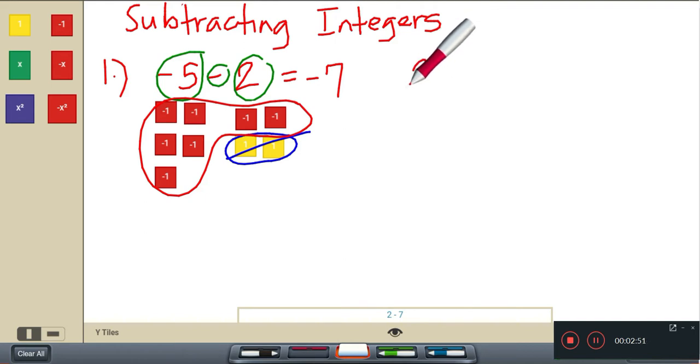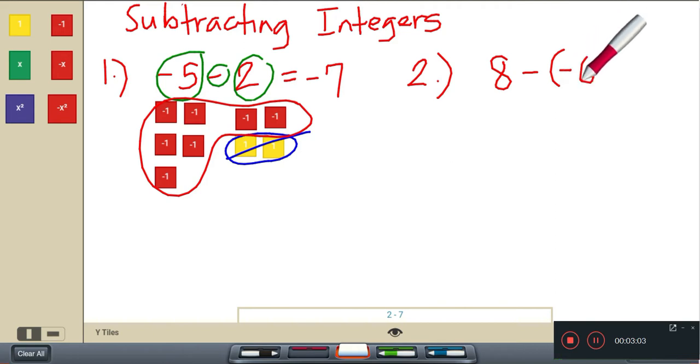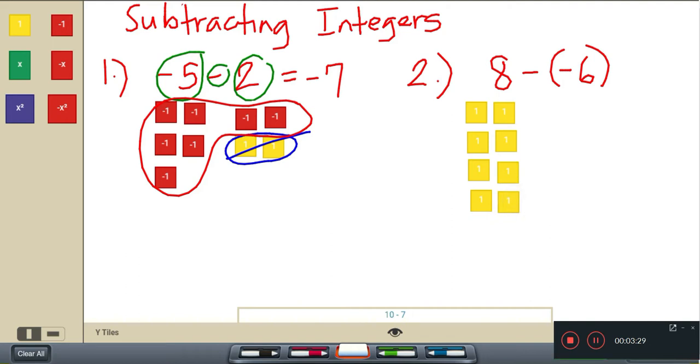Number 2 here. I have 8 take away negative 6. Basically I have 8 here: 1, 2, 3, 4, 5, 6, 7, and 8. We need to take away negative 6. Can you see negative 6 anywhere here?